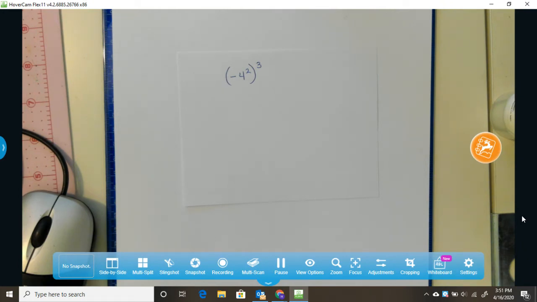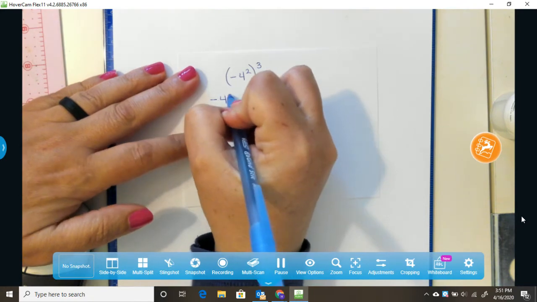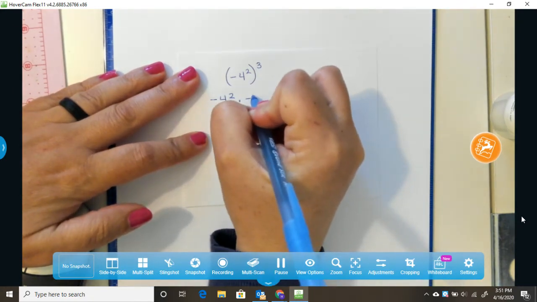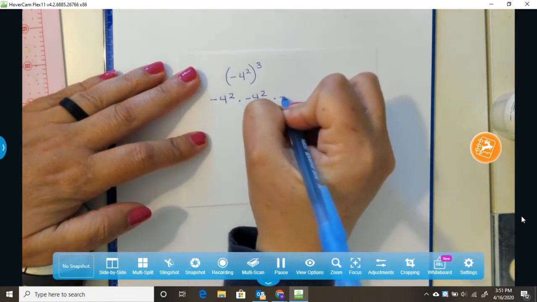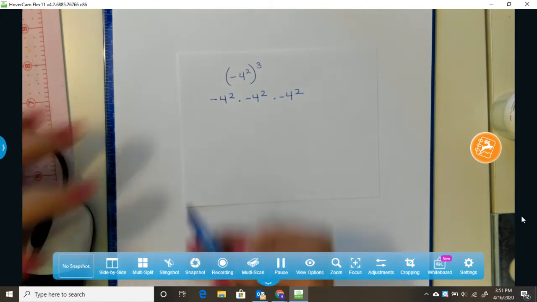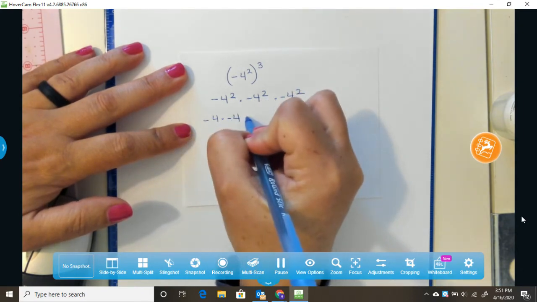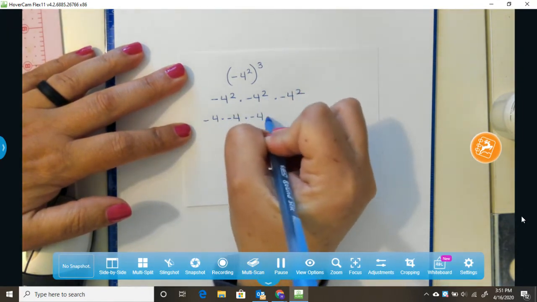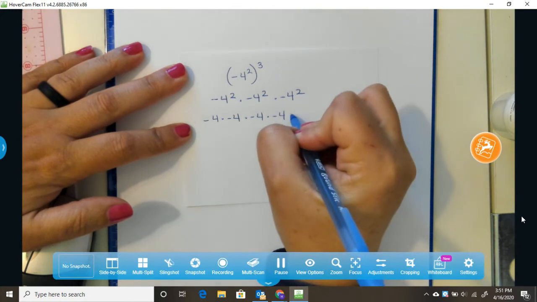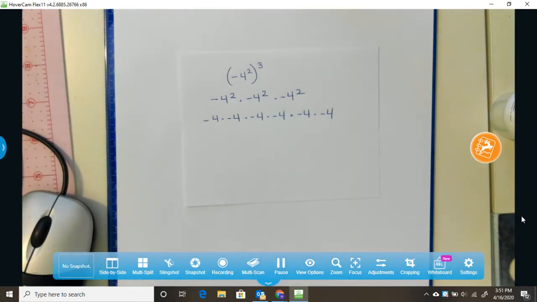So negative 4 squared to the third, that means I have 3 of these. Negative 4 squared times negative 4 squared times negative 4 squared. Well, that's not completely expanded form because I still have exponents. So again, each of these can be expanded. Negative 4 times negative 4 times negative 4 times negative 4 times negative 4 times negative 4, right?